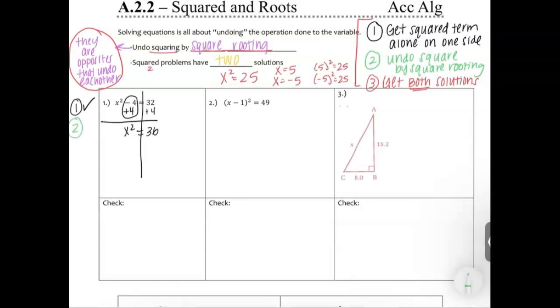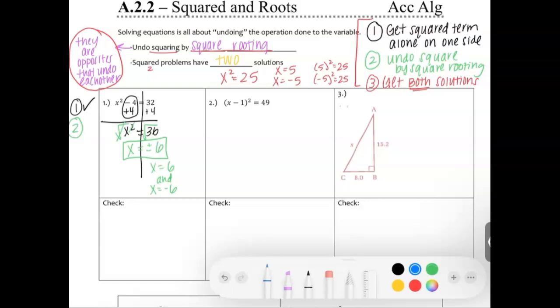Step 2 now, you undo the square by square rooting. So when I square root, that undoes the squared, leaving us with just x. So notice they cancel each other out. And if you square root 36, remember when you square, you get the positive and negative of it. You get both solutions. So that's what this is saying. X equals positive 6 and x equals negative 6. But we just put it in this little shortcut with the plus and minus on top of each other.